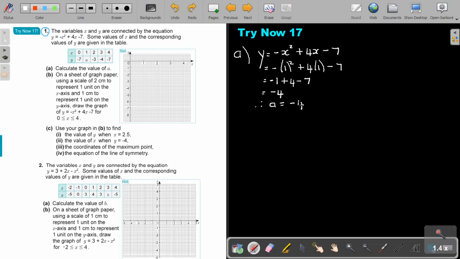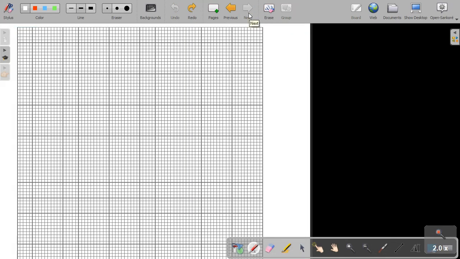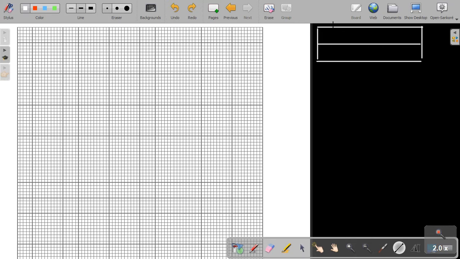Now I'm going to go to my graph paper, and I'm going to copy that table, because I'm going to fill it in there. So let's first copy that table. This is x and this is y. And then it was 0, 1, 2, 3, 4. And this was negative 7, negative 4, negative 3, negative 4, and negative 7.